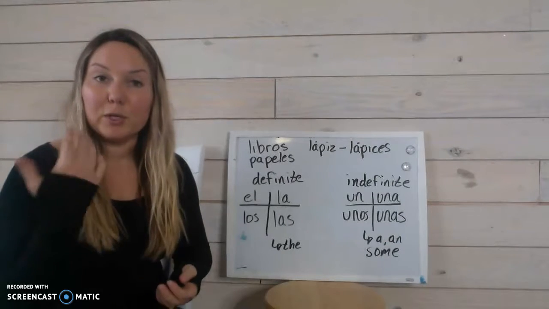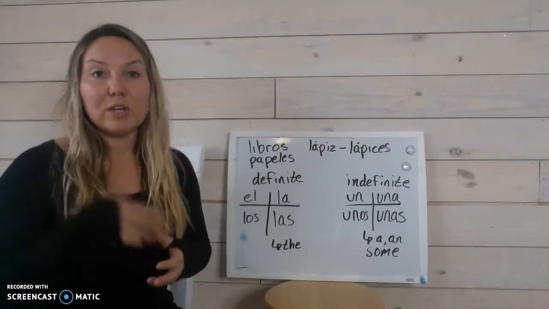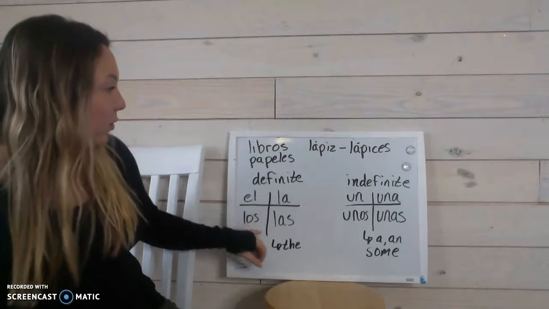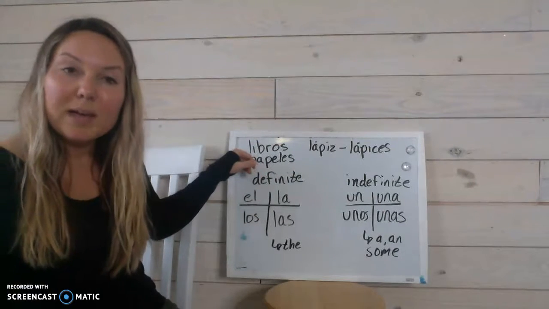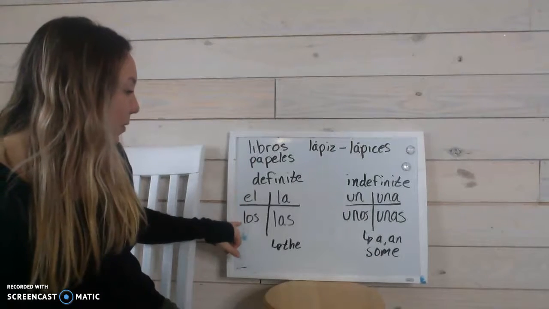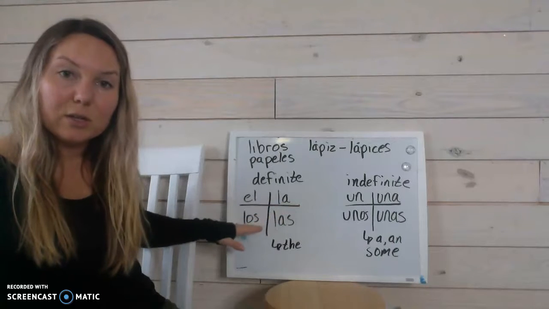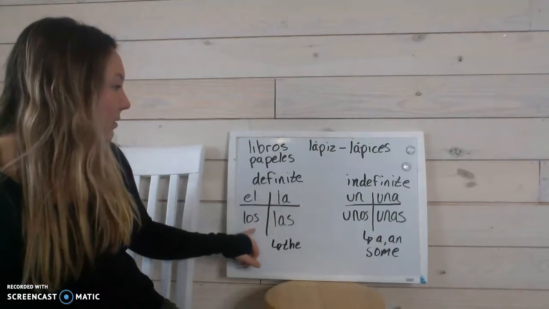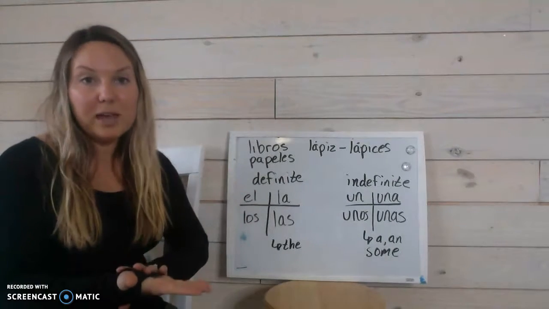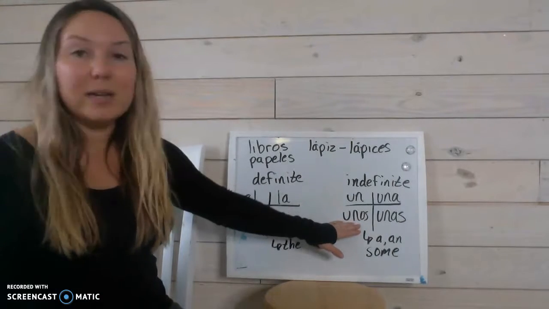So whenever you have to put your article with the word, and most of you did a really good job at this, you want to make sure that your article matches your noun in gender and number. So if we had to put a definite article with libros, we would want to pick the masculine plural article. El and los are both masculine, la and las are both feminine. El and la are singular, los and las are plural. So the plural masculine is going to be los libros. That means the books. If we wanted to say some books, then we would pick the masculine plural indefinite article.